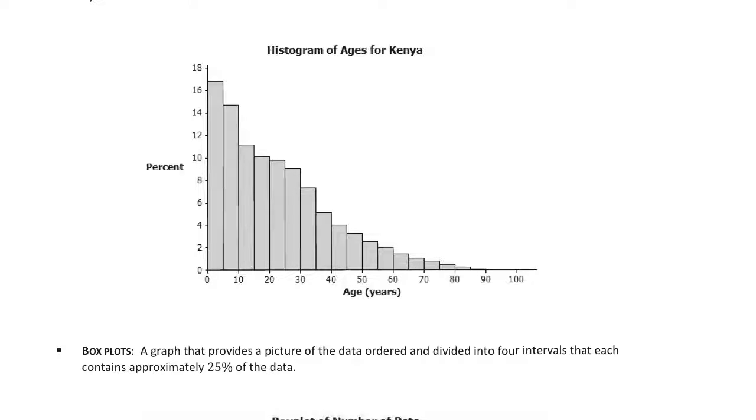So what I see here is, again, I have this shape where there's this tail on the right-hand side. Most of the data is over here on the left, and then I have this tail on the right-hand side. So this one would be skewed right because the tail is on the right. So that would be skewed right.